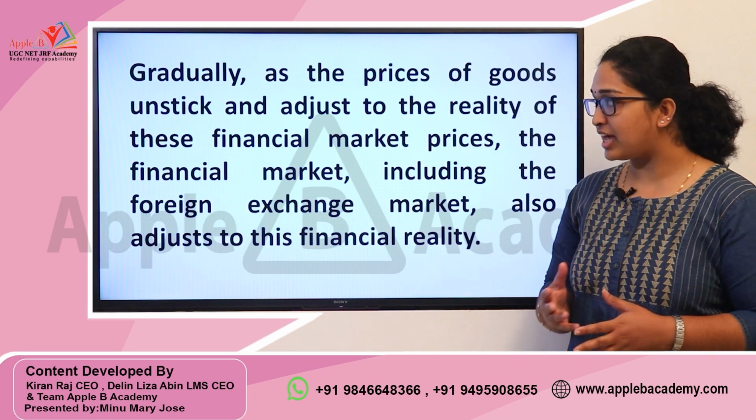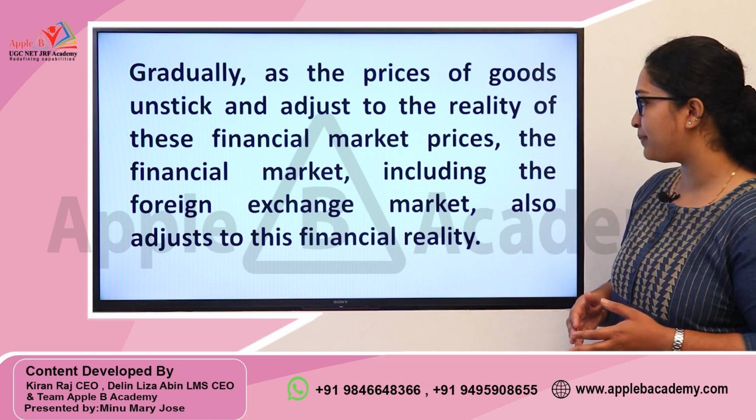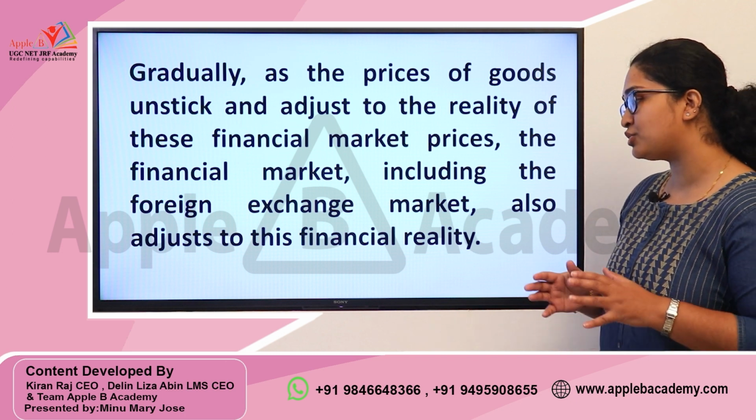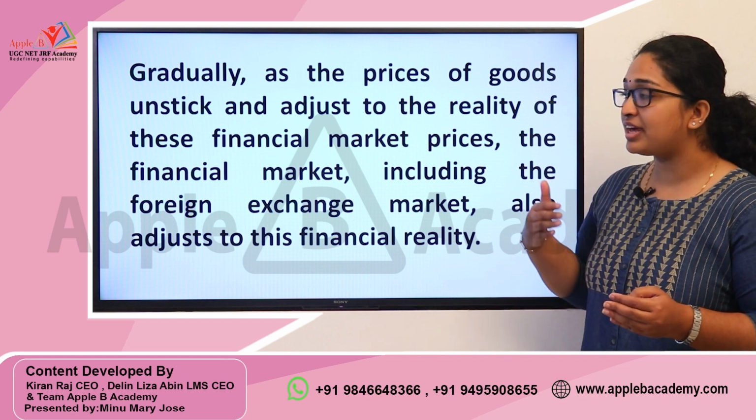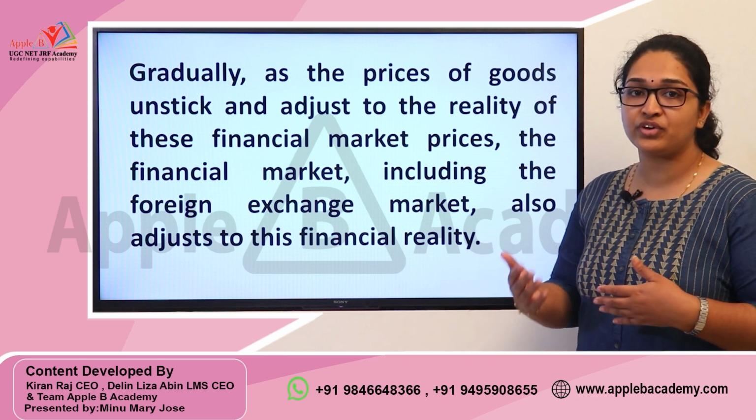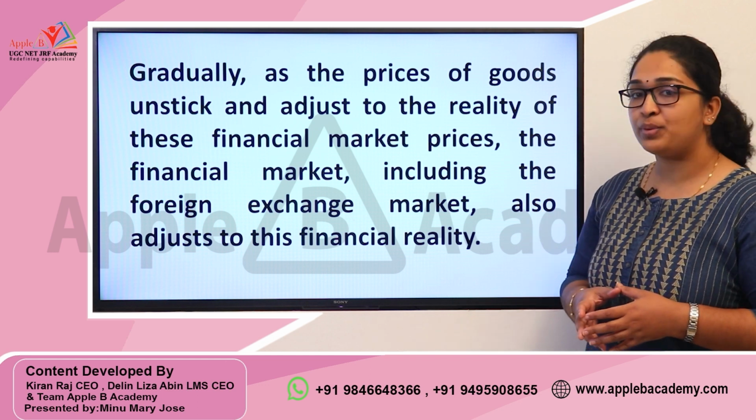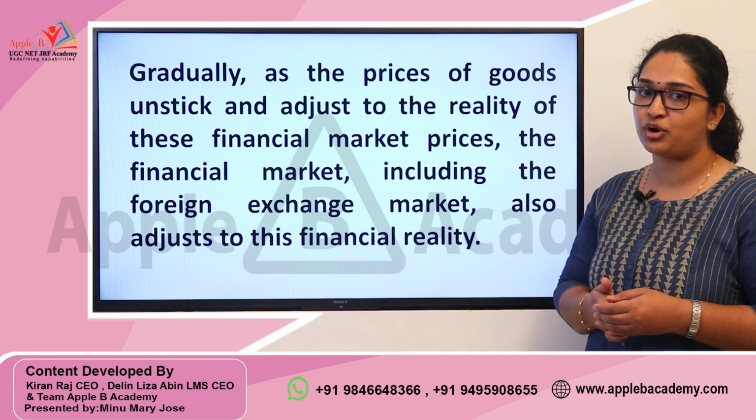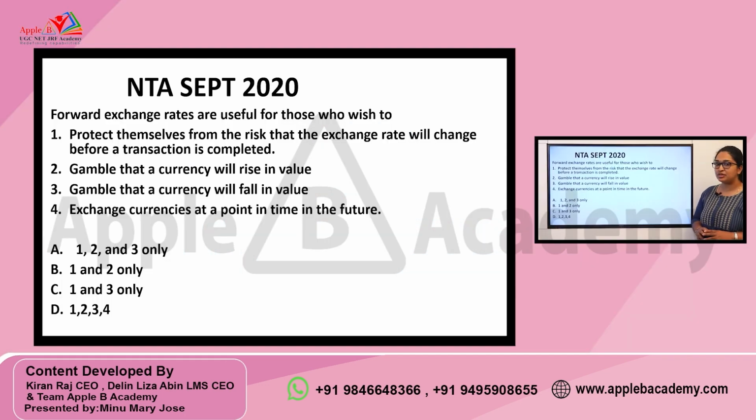Okay. So we know that gradually, as the prices of goods unstick and adjust to the reality of these financial market prices, the financial market, including the foreign exchange market, also adjusts to this financial reality. And so the equilibrium is gradually achieved as the prices of these commodities unstick, rather than the overshooting or overreacting that happened temporarily or for a short run. So that is why we discussed this particular question about what exactly this overshooting model represents. Okay. Now the next question, that is from September 2020.